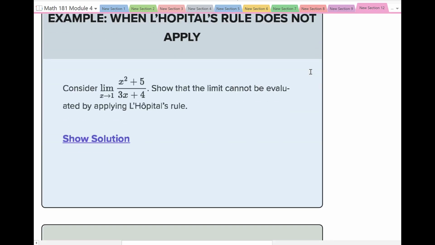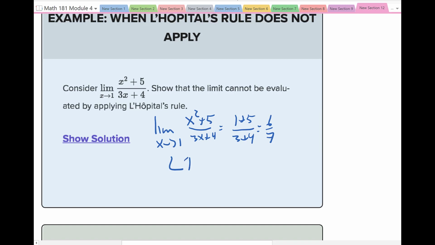Another one here. Consider the limit as x approaches 1 of x squared plus 5 over 3x plus 4. So in this case, does L'Hopital's rule apply? Well, if you plugged in that 1, you'd have the limit as x goes to 1 of x squared plus 5 over 3x plus 4. You'd end up with 1 plus 5 over 3 plus 4, 6 over 7. So L'Hopital's rule does not apply.